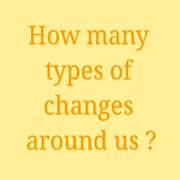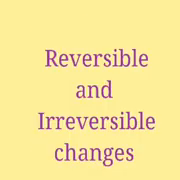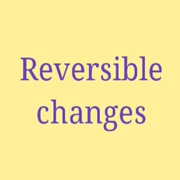How many types of changes are there around us? Yes, two types. Very good. What are they? Reversible changes and irreversible changes. Very good. Okay. Now we are going to learn reversible changes.